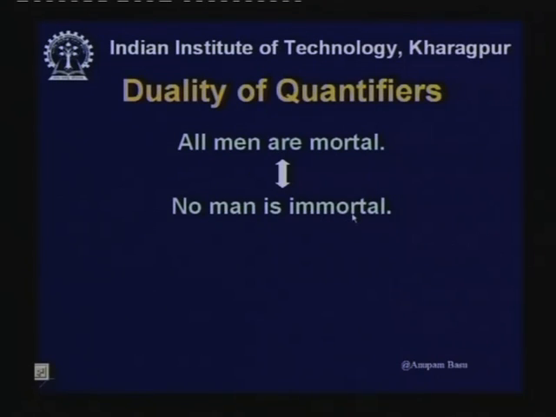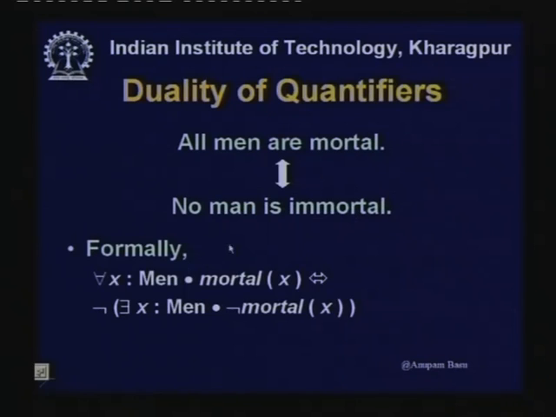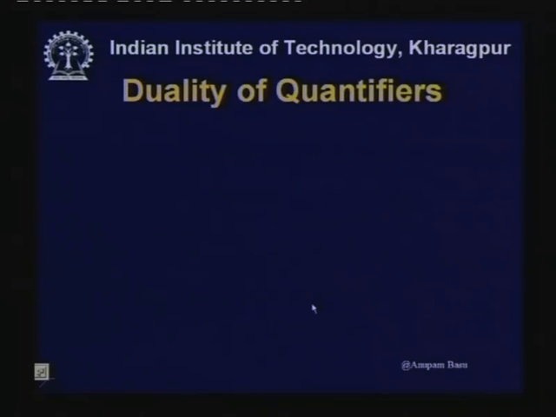No man is immortal. Now, formally we can say for all x, men x implies mortal x. That is equivalent to there does not exist an x such that men x and not mortal x. So, I can always do that.